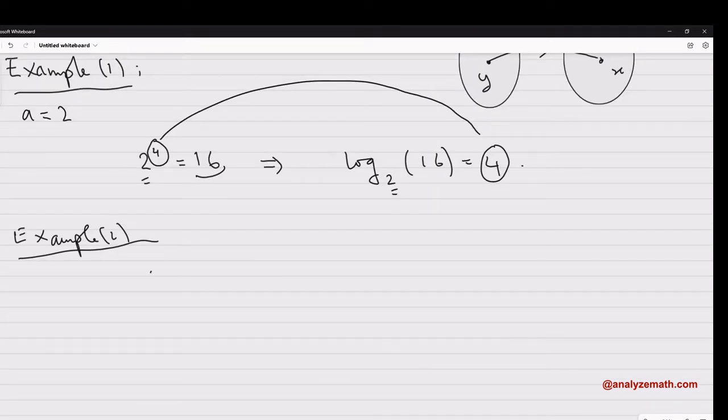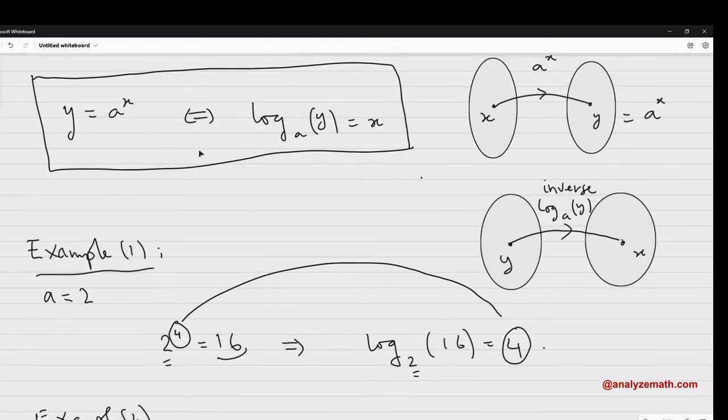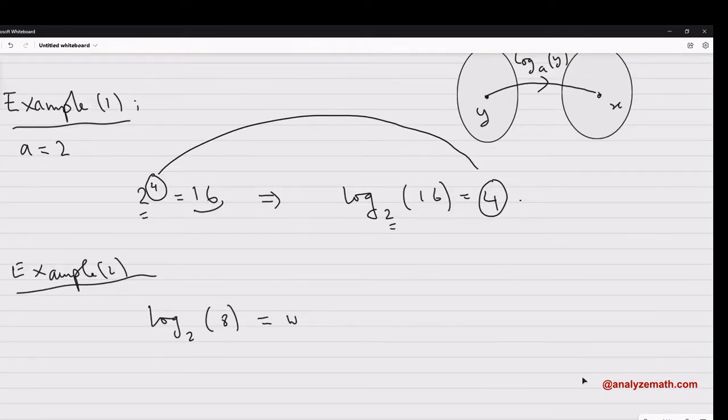In this example, what we want to do is to evaluate, find the value of log 2 of 8. Now, let's call this quantity we are looking for W. So, let's write it into exponential form, using the relationship between the log and the exponential. What is the base here? The base is the same base as the log, 2. What is the exponent? Remember, the log is the exponent, W. It must be equal to what? 8. So now we know that 2 multiplied by 2 multiplied by 2, which is 2 to the power 3, is 8.